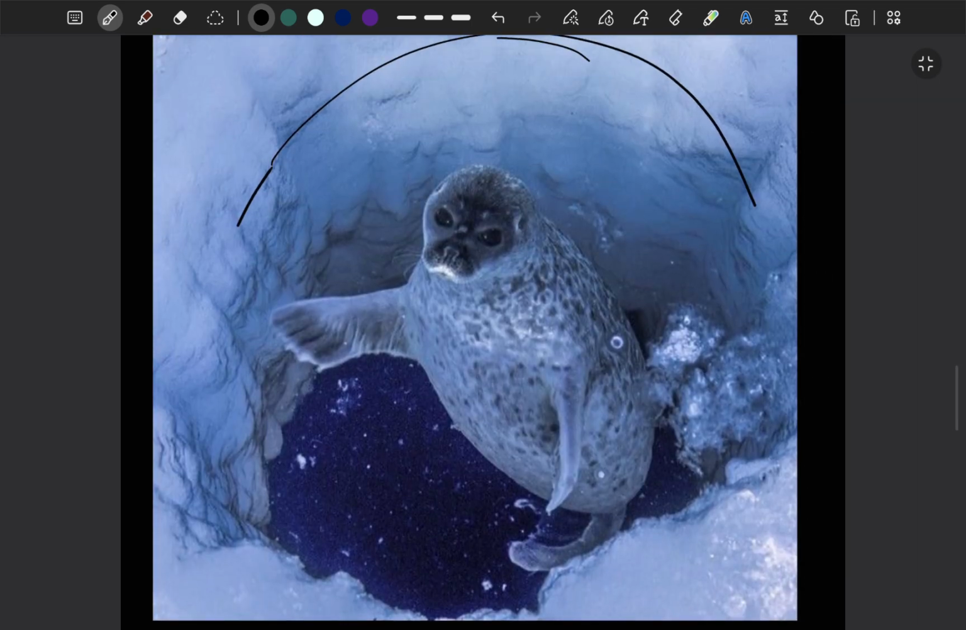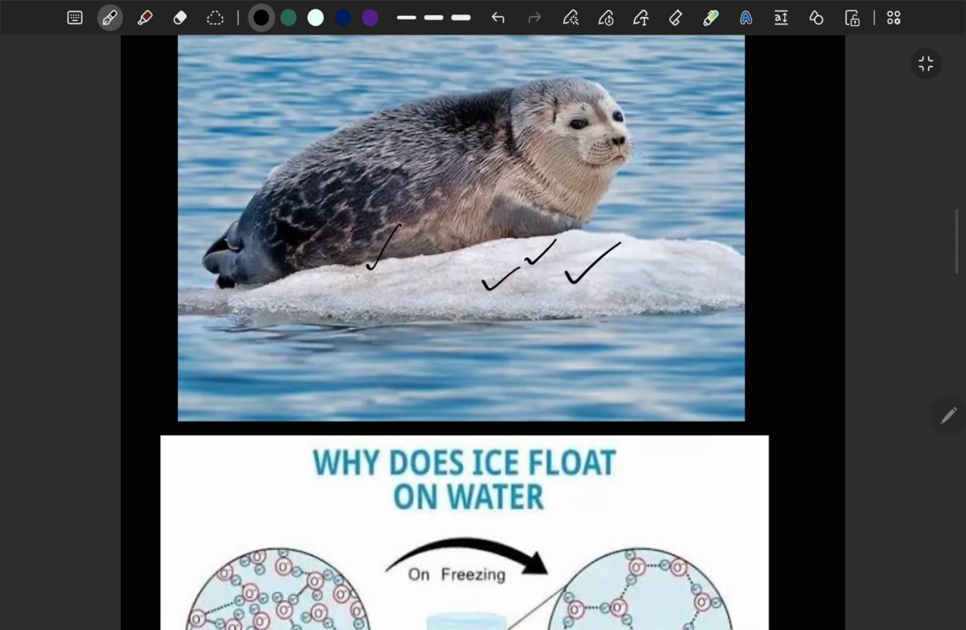Anyways, you can see the floating ice here. This insulates the water below it. So the ice insulates the water below it, so that aquatic life can survive in the water. So this ice acts as an insulator. Ice insulates the water below it, so that the other organisms which live inside the water can survive. Okay, we will study the properties later one by one. Thank you.